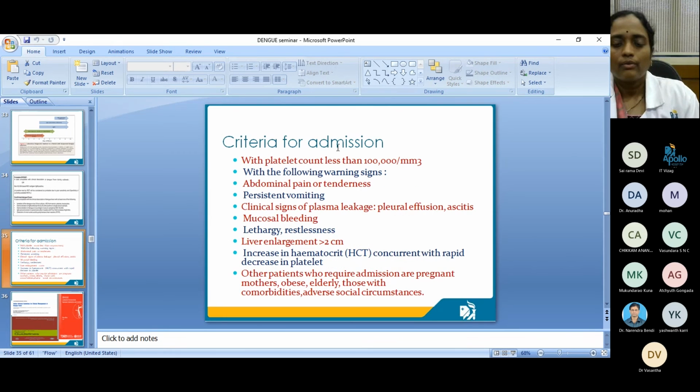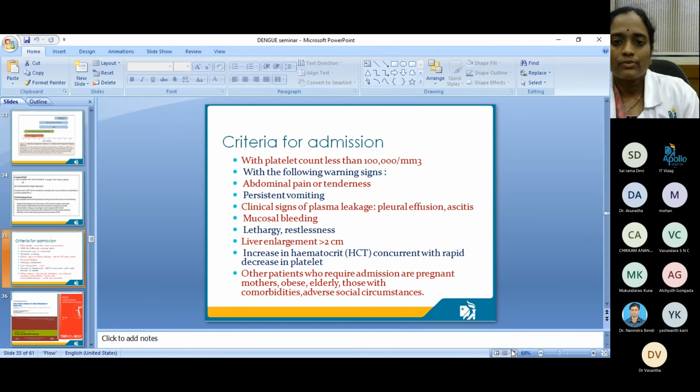So, whom do I admit? Already, I told you risk stratification. Who are the patients that I am suspecting that they may go down in the next few days?